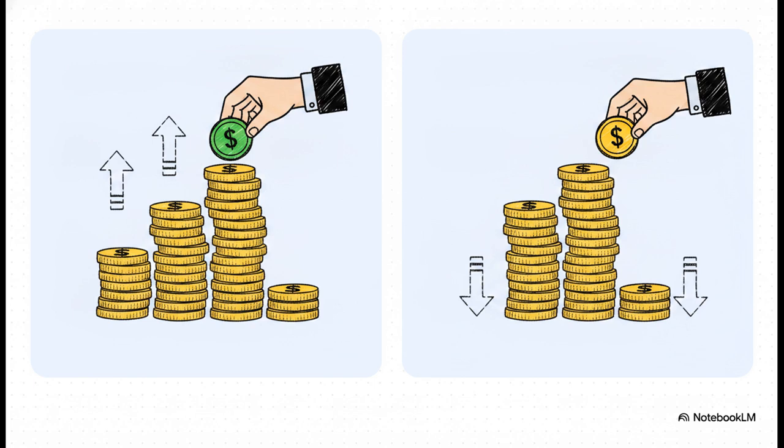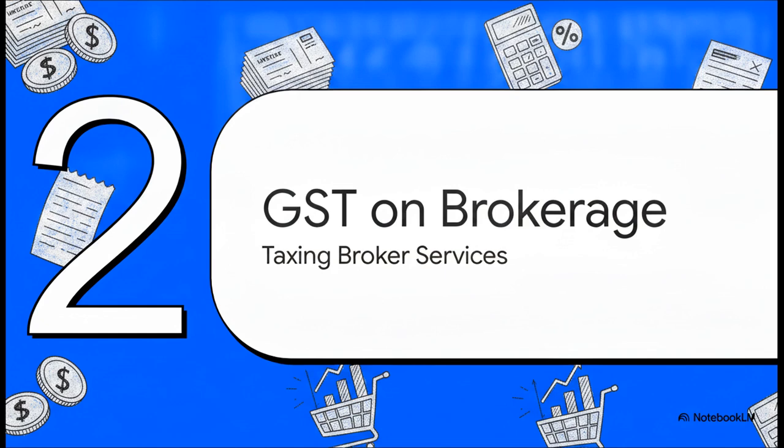But when you decide to sell, the broker takes their cut before handing you the cash. So your earnings are the market value minus the brokerage. Understanding this simple logic, adding when you buy and subtracting when you sell, is the absolute key to perfectly solving any share trading problem. Moving on to Section 2, GST on brokerage services.